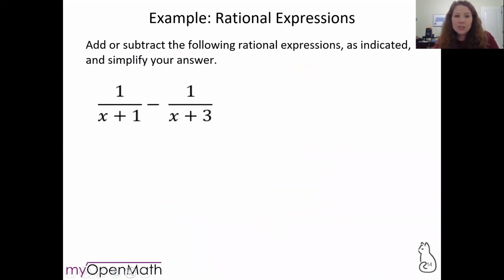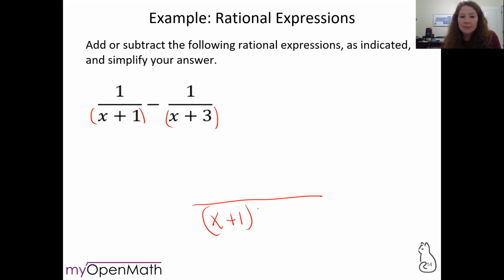All right, so here's some straight from your My Open Math homework. It says add or subtract the following rational expressions as indicated and simplify your answer. So we're not allowed to add or subtract without common denominators. So to get a common denominator, basically we're just going to put these two factors together, right? So our least common multiple is x plus 1 times x plus 3.